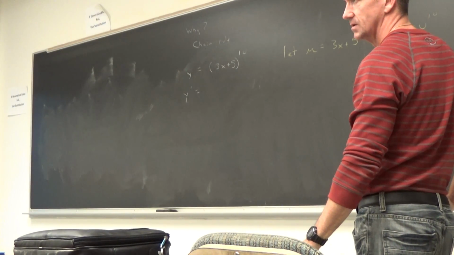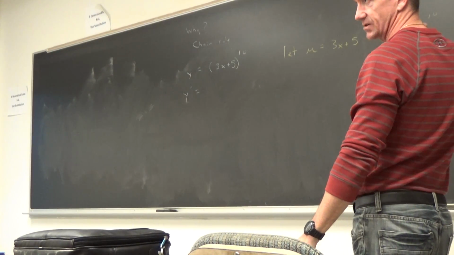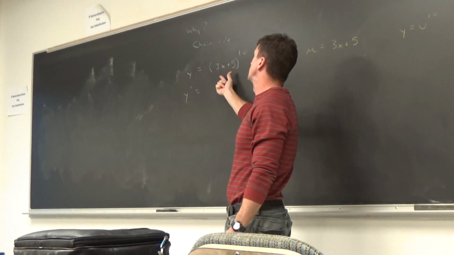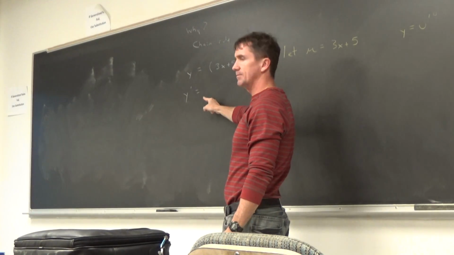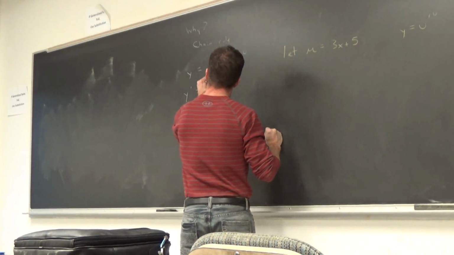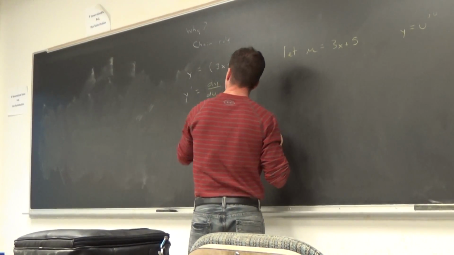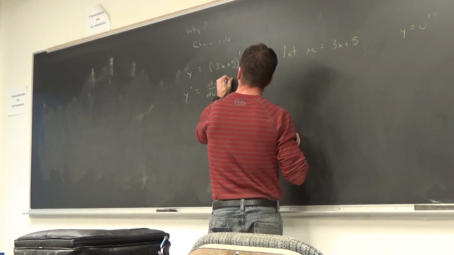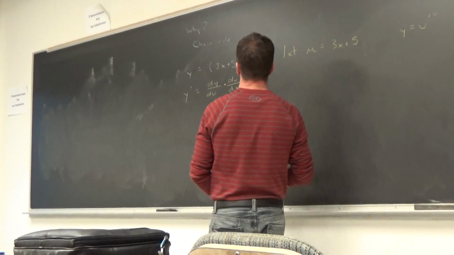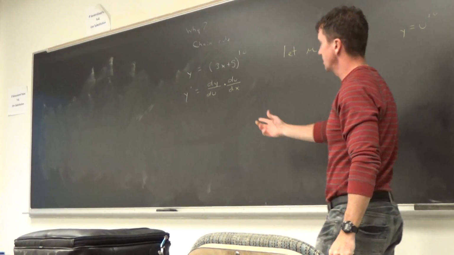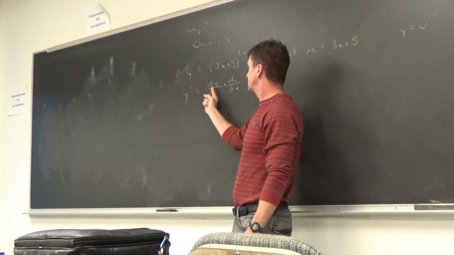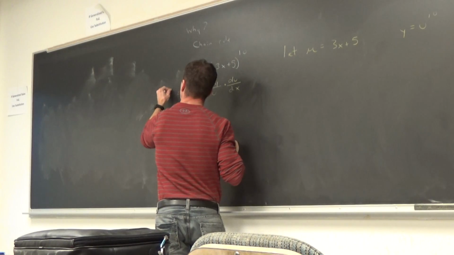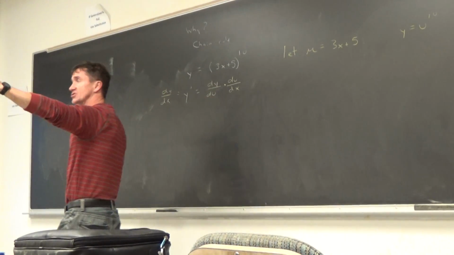So far, so good? But I can use this to my advantage, because I let u equal that thing in the parentheses, that 3x plus 5. Well, then I could rewrite this formula for y prime as the derivative of y with respect to u, and then multiply by the derivative of u with respect to x. Now I want you to look at this. So this is chain rule, because dy/du times du/dx would be the same as y prime, which is what? dy/dx. So this is one way to look at chain rule.